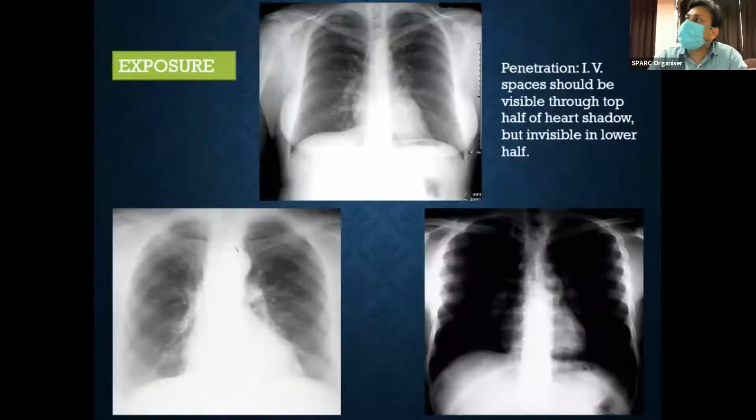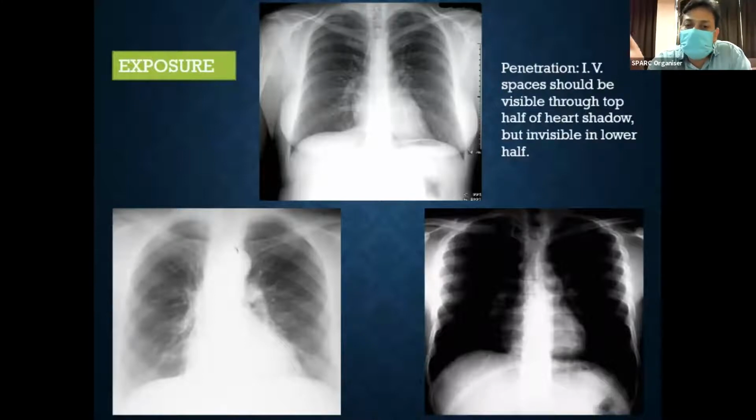So first thing I'll be talking about is the exposure. So exposure is the adequate amount of the radiation. Everybody has a different body habitus. Some people are thin, some people are obese. So every patient needs adequate exposure depending on his body habitus, and then only we'll be getting a good quality X-ray. So here are three X-rays.